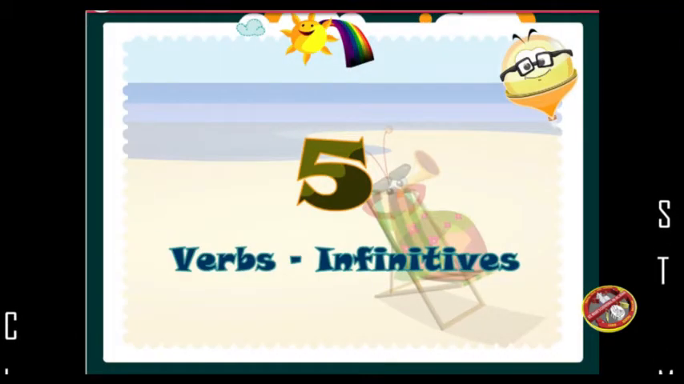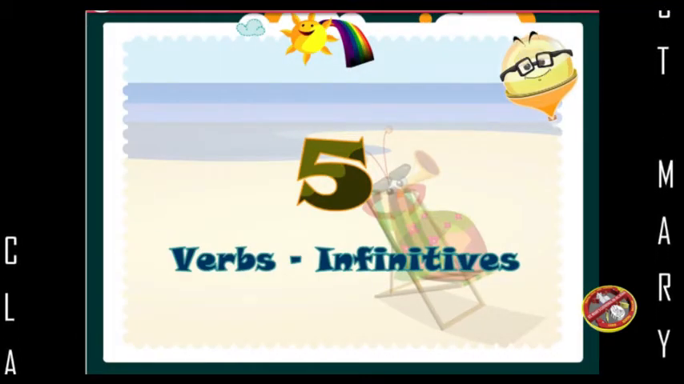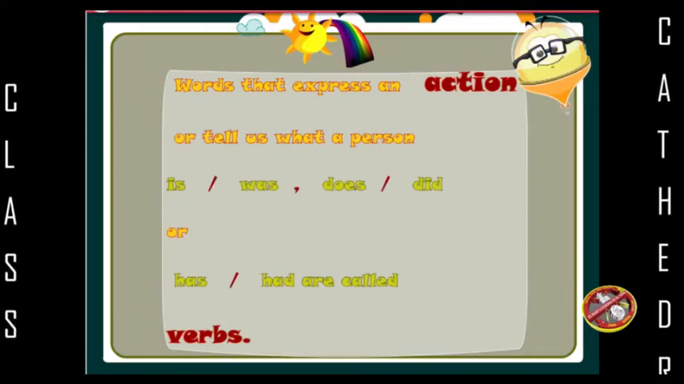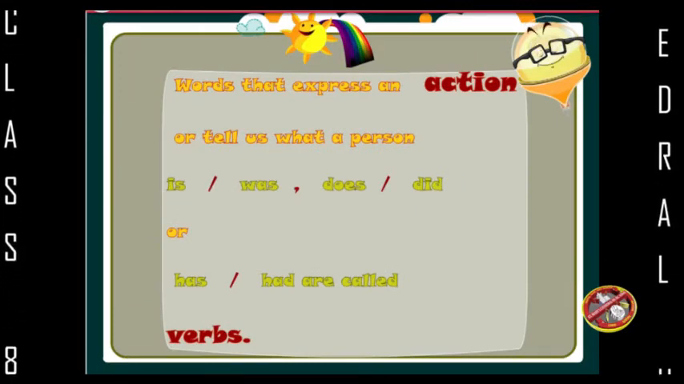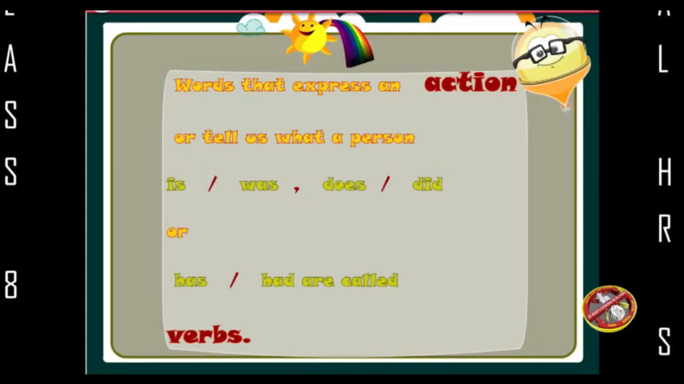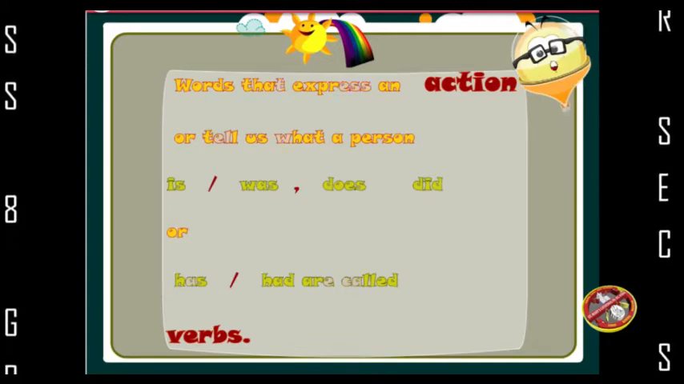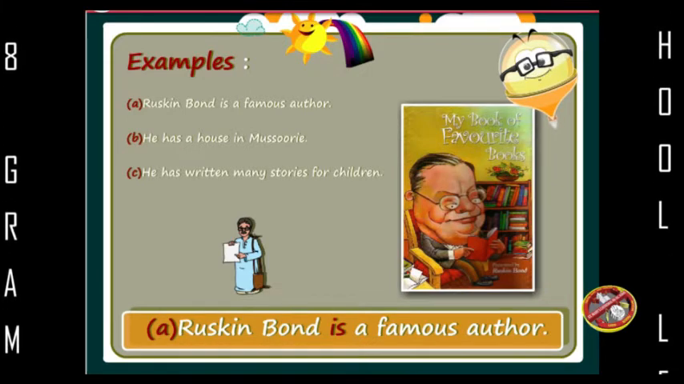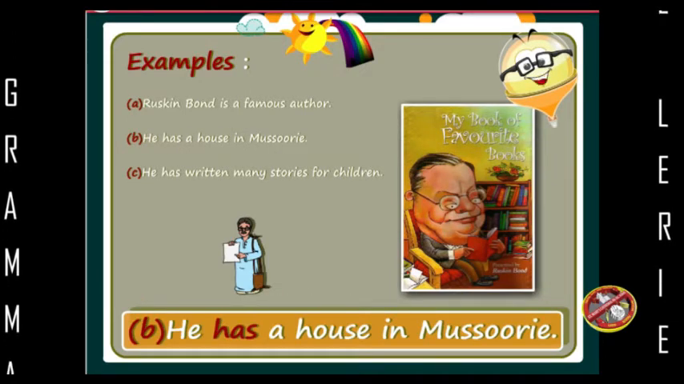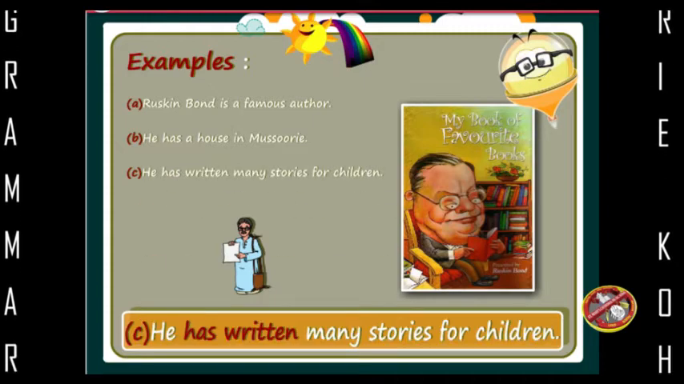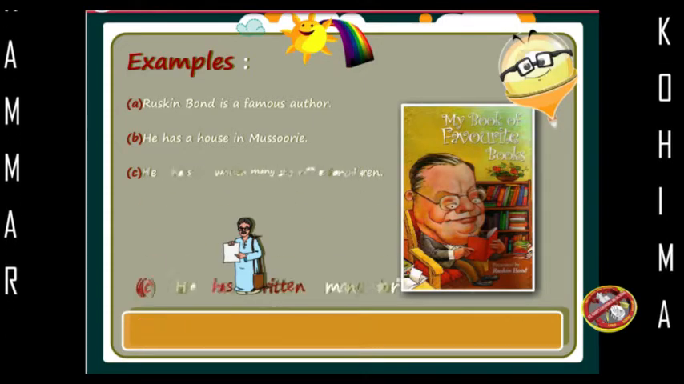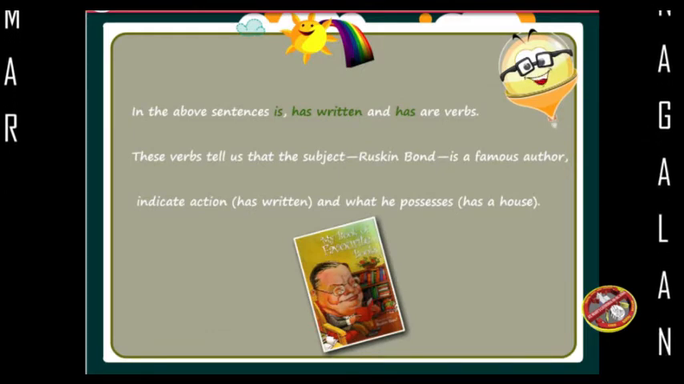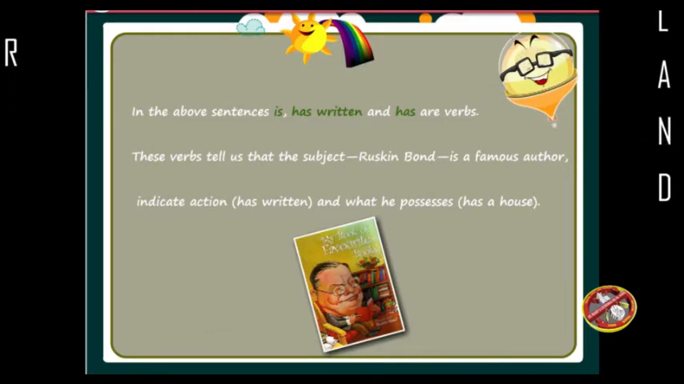Chapter 5. Verbs, Infinitives. Words that express an action or tell us what a person is, was, does, did, or has, had, are called verbs. Examples: Ruskin Bond is a famous author. He has a house in Missouri. He has written many stories for children. In the above sentences, is, has written, and has are verbs.